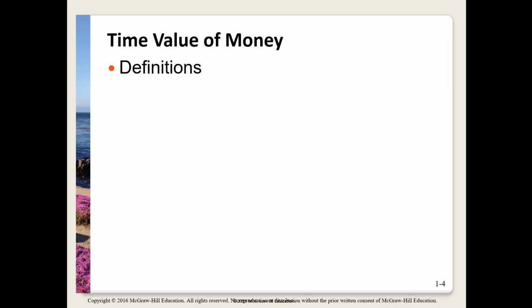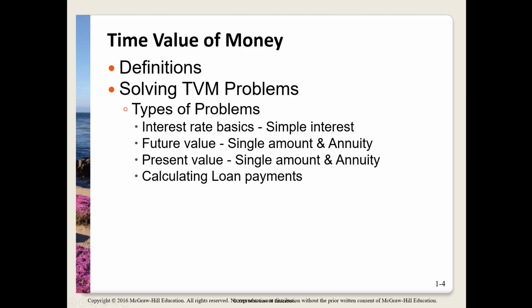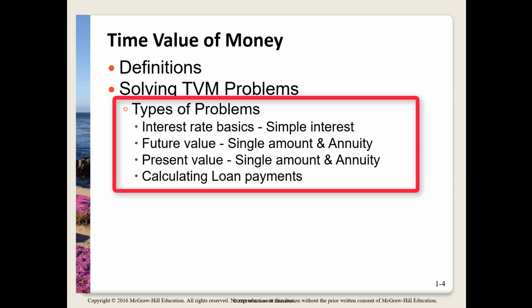Here are the topics we'll cover in this appendix. If you've watched the 2 videos on the TI Business Analyst 2 Basics and the TVM case, then you're ready for this material. We'll cover 4 types of problems that arise frequently in personal financial planning. Simple interest, future value, present value, finding a loan payment.